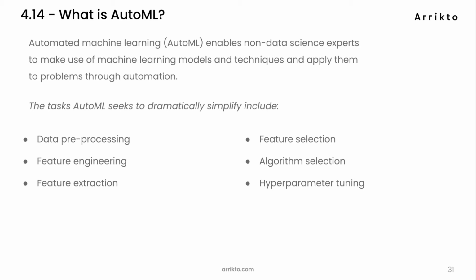So if we rewind a little bit, what exactly is AutoML? Automated machine learning is what enables non-data science experts to make use of machine learning models and techniques and apply them to problems through automation. That's the big thing, through automation. So the sort of tasks that AutoML seeks to dramatically simplify are going to include data preprocessing, feature engineering, feature extraction, feature selection, algorithm selection, and hyperparameter tuning.